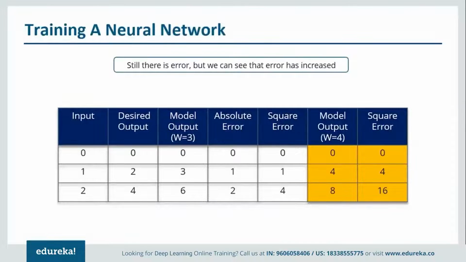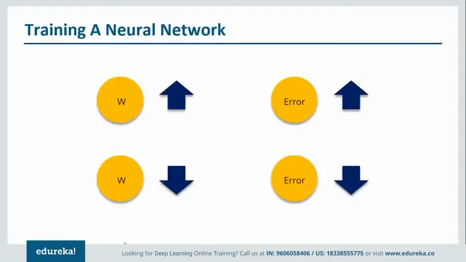But is it always the case that we need to only decrease the weight? Definitely not. In this particular scenario, whenever I increase the weight, the error increases, and when I decrease the weight, the error decreases. But as I've told you earlier as well, this is not the case every time. Sometimes you need to increase the weight as well. So how do we determine that?